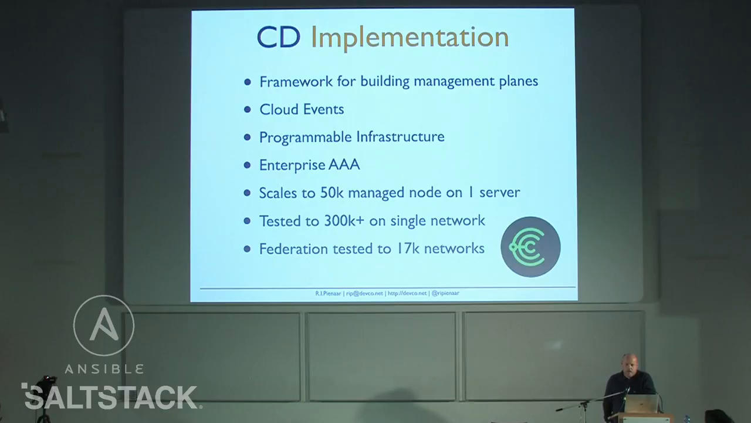It's kind of a descendant of mCollective, which is something that I wrote years ago. mCollective had some scalability issues in modern terms. With Choria, if you had a $40 a month Linode, you could manage 50,000 machines. We've tested it on single LANs with 300,000 nodes. No one should be doing 300,000 machines on a LAN, but it's good to know we can do it. I also support a federation model where I can create networks of networks, and I've tested that to 17,000 federated networks. So for all intents and purposes, and certainly for the team I'm talking about, it's scalable far beyond anything they would ever build.